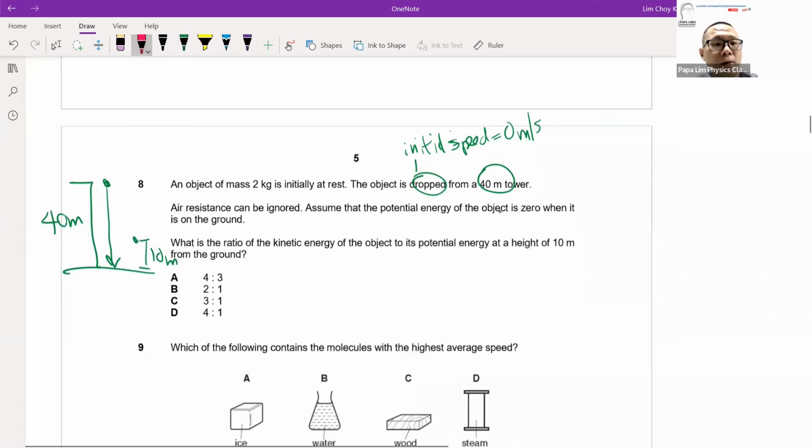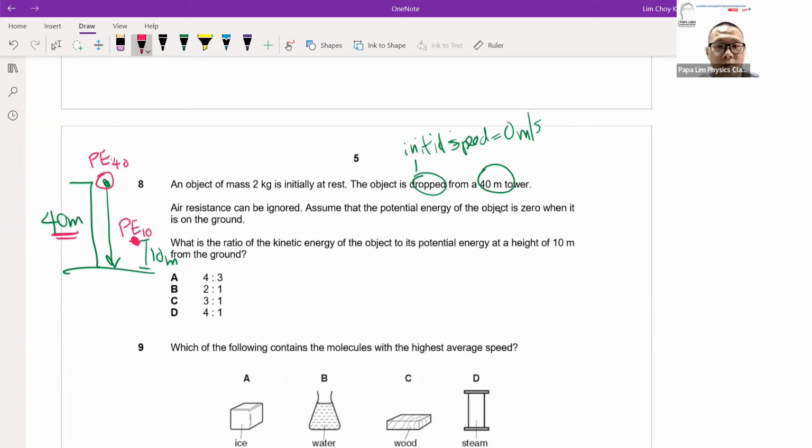So what the question asks is, what happened to the kinetic energy at 10 meter here? Originally it's 40 meter high, so let's look at the energy possessed. At the beginning, before I drop, you will definitely have potential energy due to 40 meter. At 10 meter, take note that the potential energy I'm looking at is worth only 10 meter.